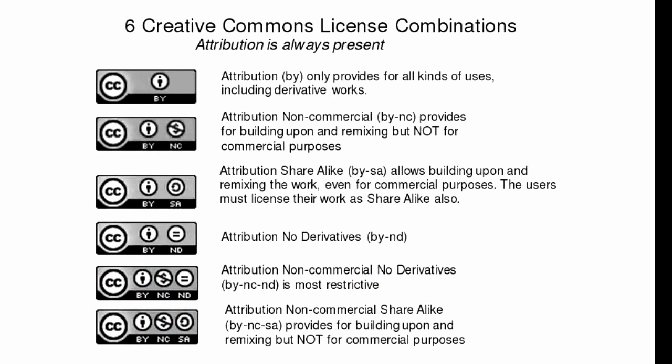I know they're really small, but I'll pull them up a little bigger when we're actually in the Creative Commons website. Attribution provides for all kinds of uses, including derivative works. Attribution is just saying that you can use my work as long as you give me credit. That's the most basic Creative Commons license. Attribution is a piece of all Creative Commons licenses.